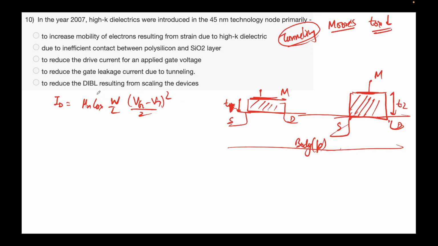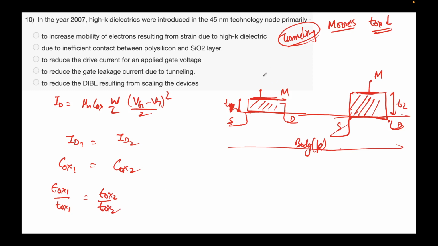So the only thing that is different is Cox, right? What I want is both devices to be the same in terms of drain current. So if you put all the expressions here, what you will get is Cox1 equal to Cox2. The rest of the terms get cancelled. So let's put the expression for Cox: epsilon ox1 divided by T ox1 should be equal to epsilon ox2 over T ox2.